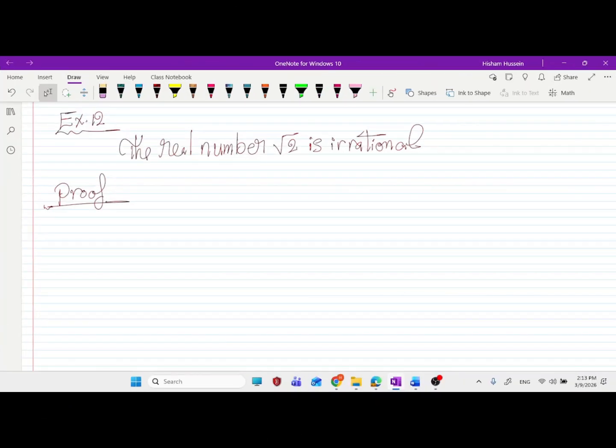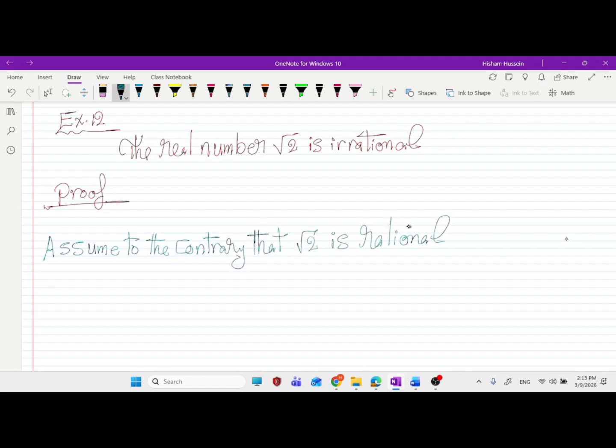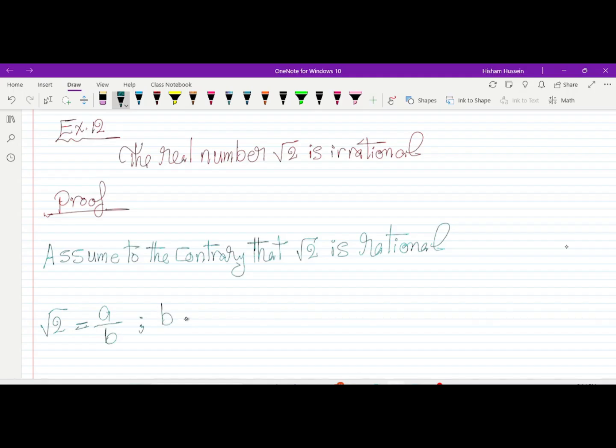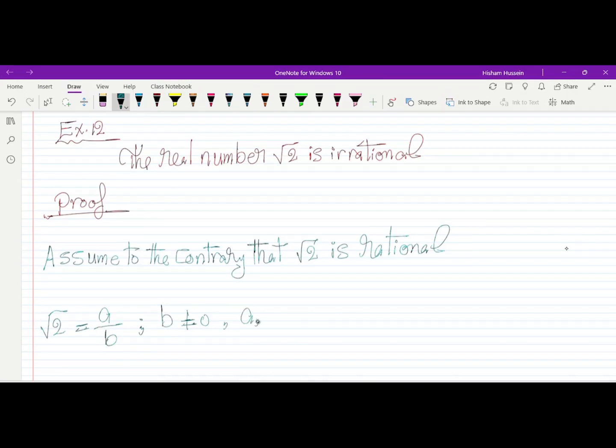So example 12 in the lecture requests to prove that, in the real numbers, root 2 is irrational. Okay, so we'll assume to the contrary, using proof by contradiction. Assume to the contrary root 2 is rational. So root 2 is rational means that root 2 can be represented as a divided by b, where b does not equal 0, and both a and b belong to the set of integers. And a very important condition is that a divided by b is in the simplest form.